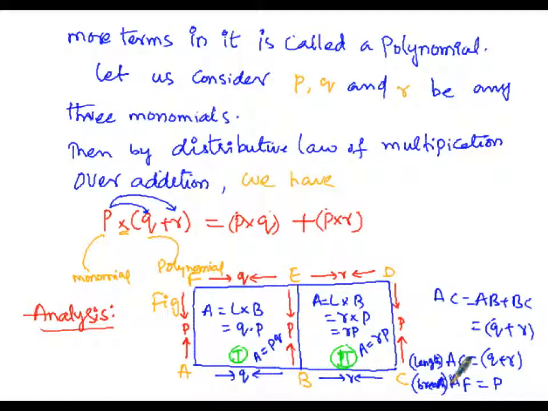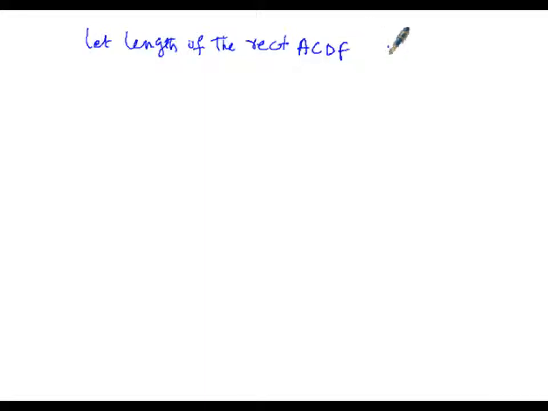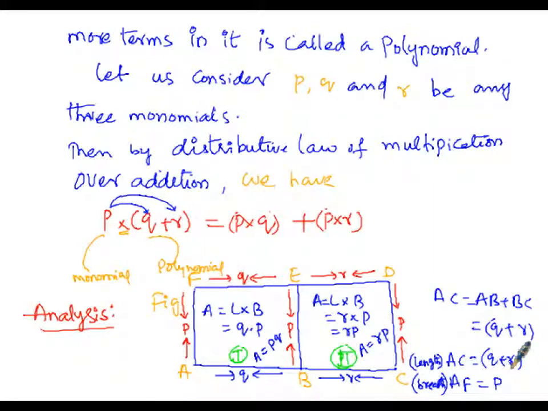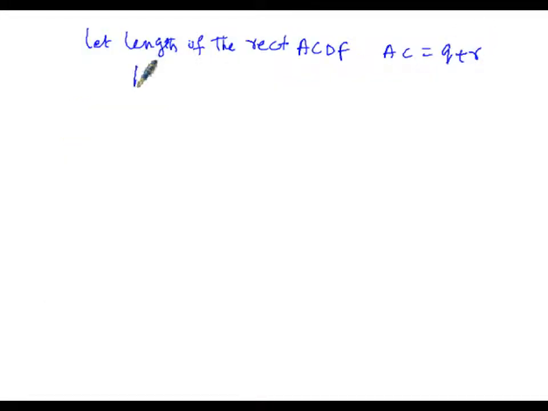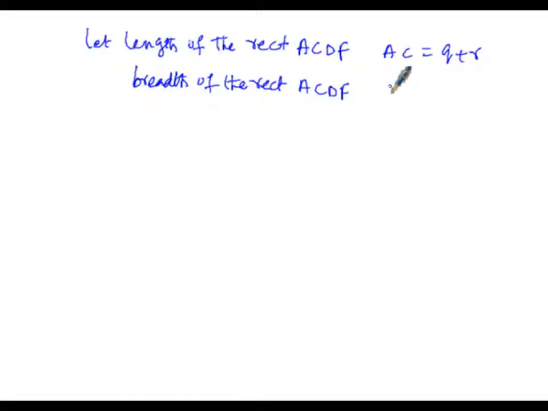ACDF. Now let us write this clearly. Let the length of the rectangle ACDF be AC, which is equal to Q plus R. Similarly, the breadth of the rectangle ACDF, that is AF, is equal to just P units.